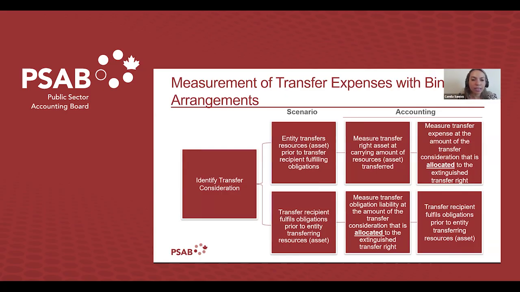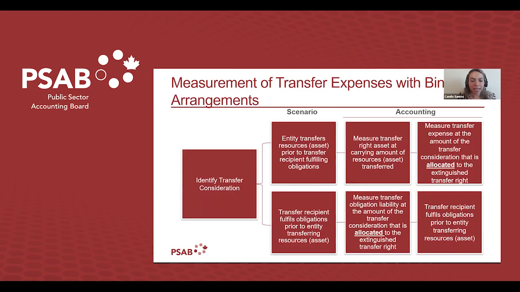When the transfer recipient has satisfied its compliance obligation and the entity has not yet transferred its resources as required by the binding arrangement, the entity measures its transfer obligation liability at the total carrying amount of the resources which the entity is obligated to transfer in accordance with the binding arrangement. This will be the same amount as the transfer expense recognized at the same time.